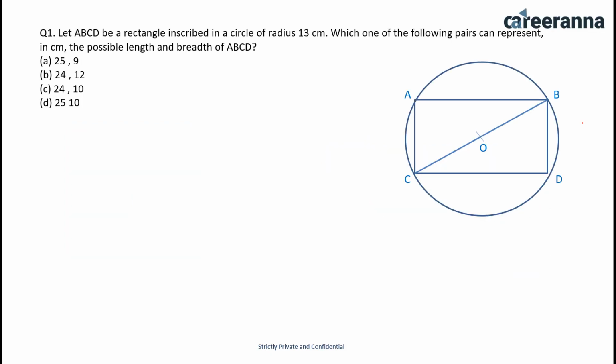So in our first question, it is given, let ABCD be a rectangle inscribed in a circle of radius 13 centimeter. Which one of the following pairs can represent in centimeter the possible length and breadth of ABCD? So four options are given to us.